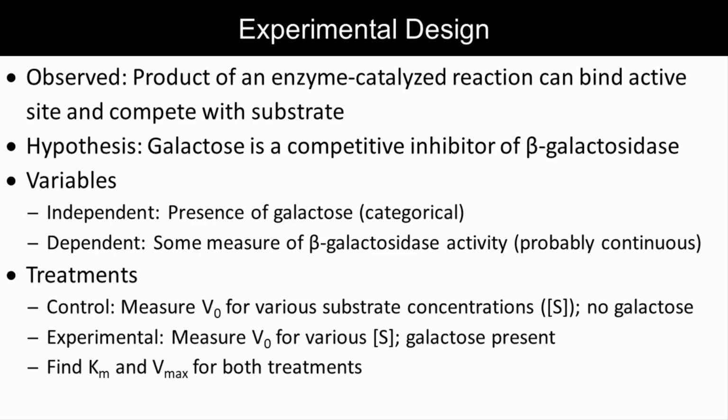Well, the best way to know if something is an inhibitor, and what type of inhibitor it is, is to determine its effect on the kinetic parameters Km and Vmax. So for our control condition, we'll set up a series of reactions with different substrate concentrations and no galactose. We'll measure the V0 for each concentration and use that information to find Km and Vmax.